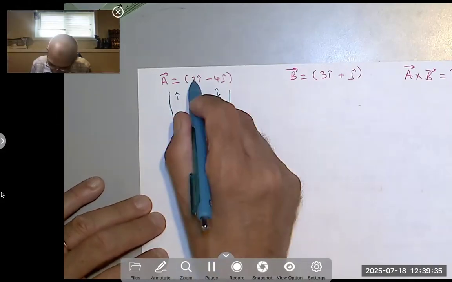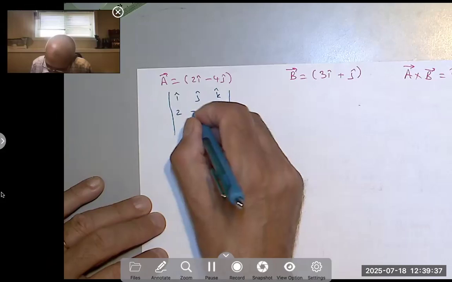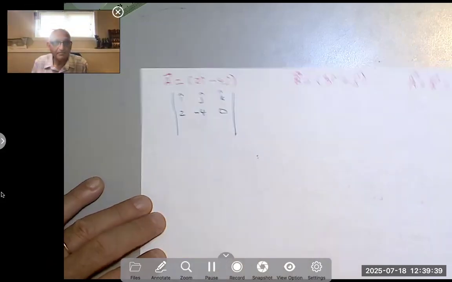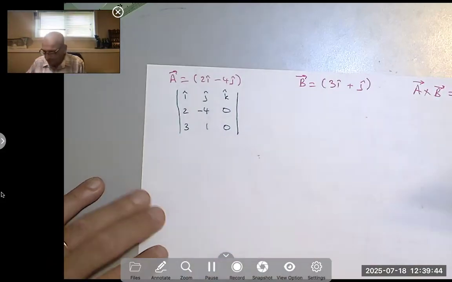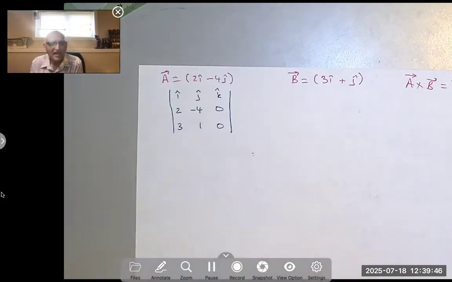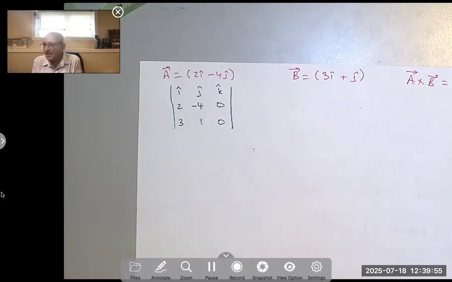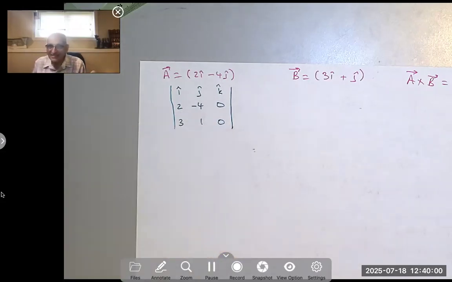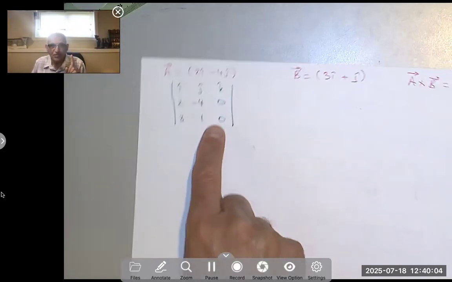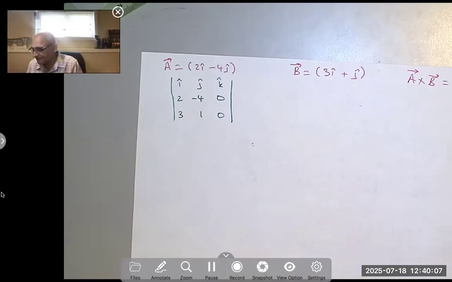Okay? So I have a 2 for the i, negative 4 for the j, and 0 for the k. And then I get 3, 1, 0. And then we try to find that. How do we find the determinant of a 3 by 3 matrix? So that was originally a matrix, and I wanted to get its determinant. A method that we will be using in this course, because it's pretty much the easiest method, only works for a 3 by 3 matrix. It doesn't work if you have a 4 by 4, okay?